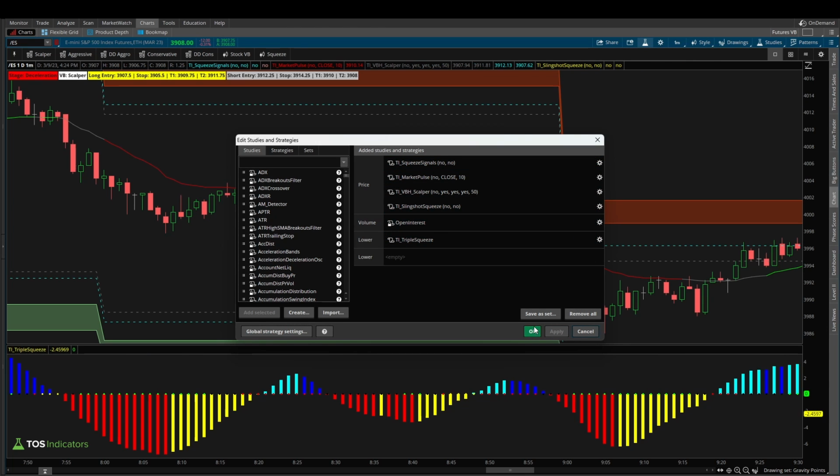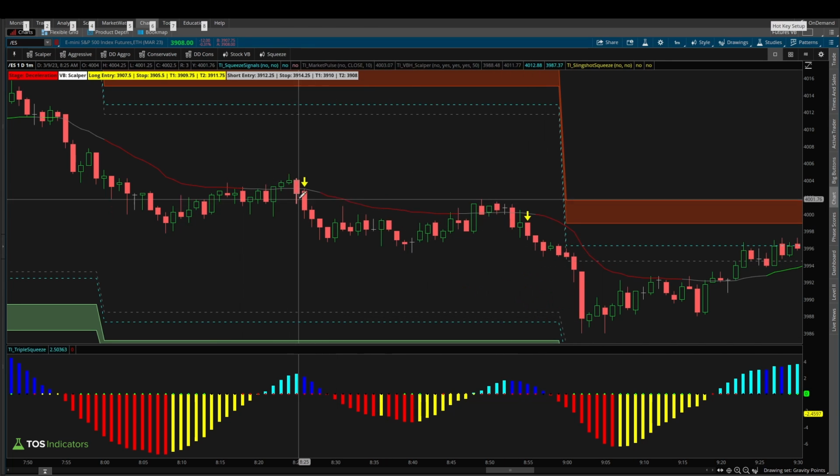We have just our two squeeze arrows, the market pulse to help determine trend, and then our volatility box on the scalper model first to determine where we think price is likely to stop. So first off, we had our slingshot squeeze here and here on the S&P 500. This is the ES futures.